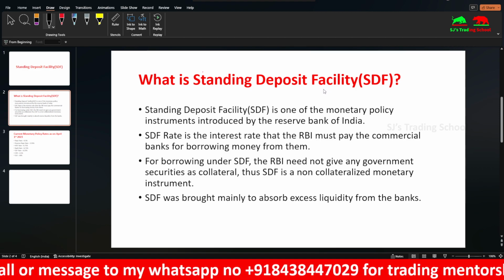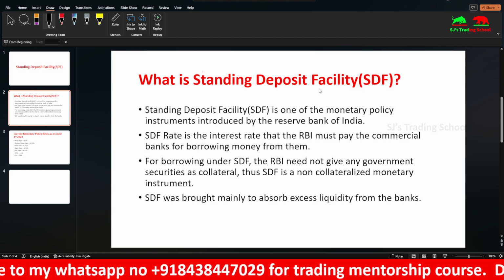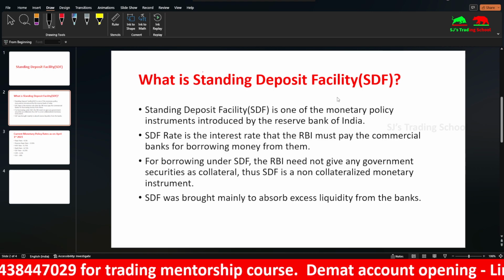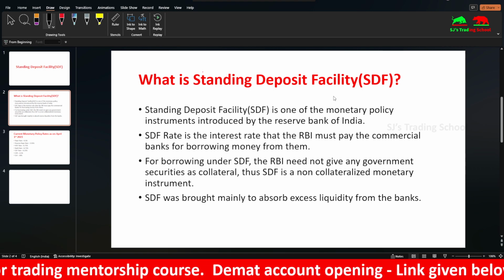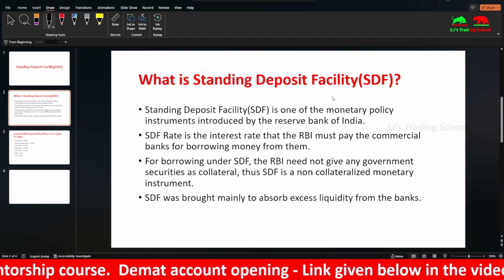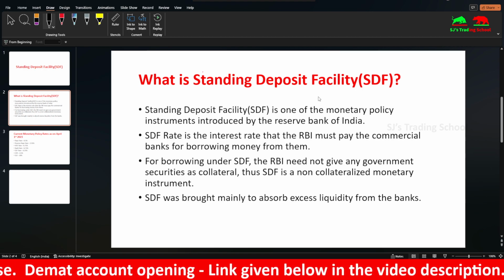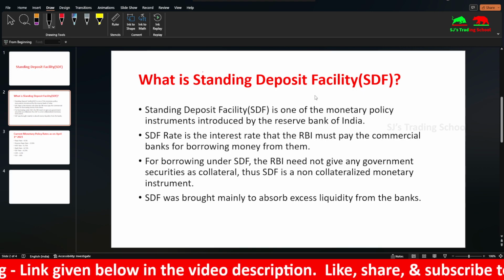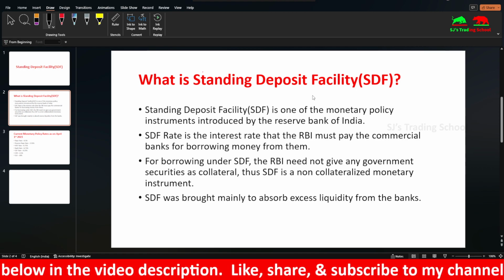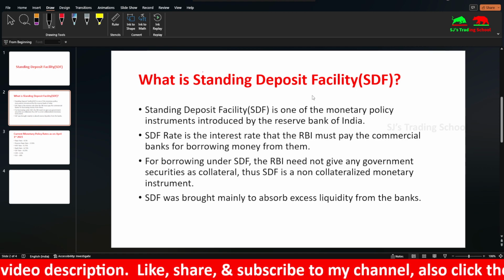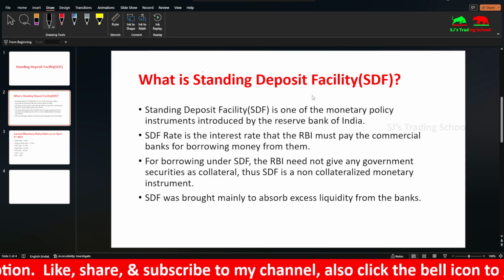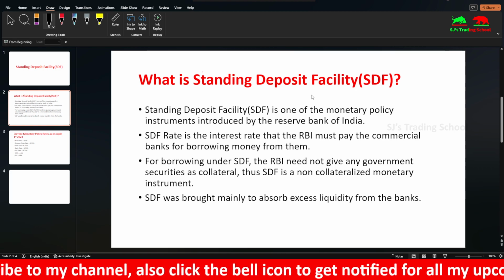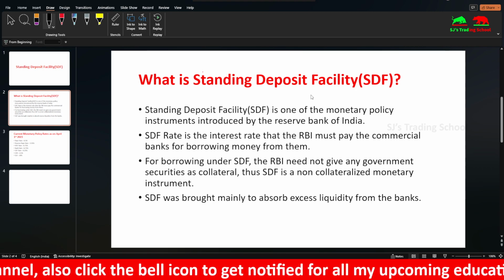So the SDF rate is the interest rate that the RBI pays the commercial banks for borrowing money from them. Standing deposit facility simply means the central bank, RBI, borrows money from the commercial banks, and for the borrowed money it pays some interest, and that interest rate is known as the SDF rate. You might wonder, the reverse repo rate is also the same concept. Both are basically similar, but there is a single difference. Here, for borrowing under SDF, the RBI need not give any government securities as collateral for borrowing money from the commercial banks. Thus SDF is known as a non-collateralized monetary instrument.